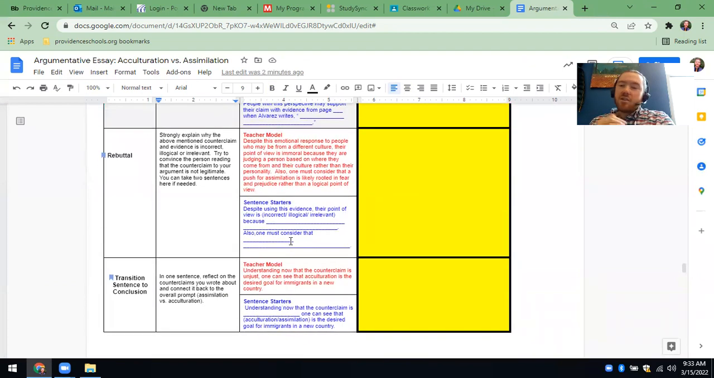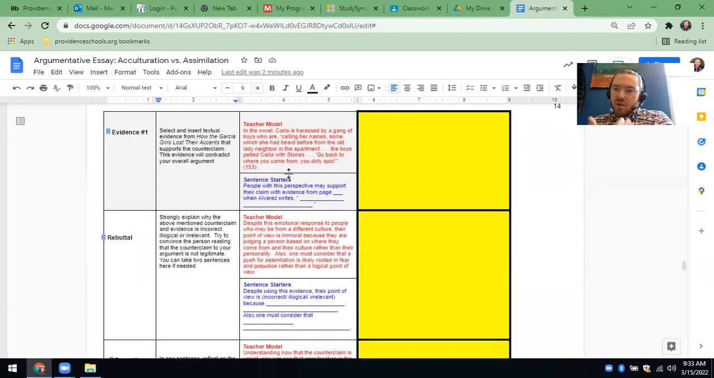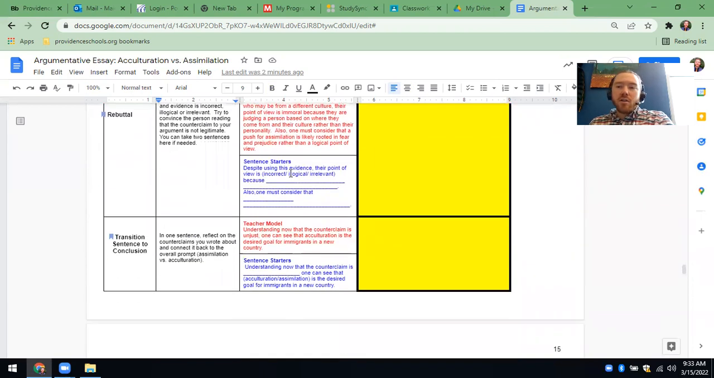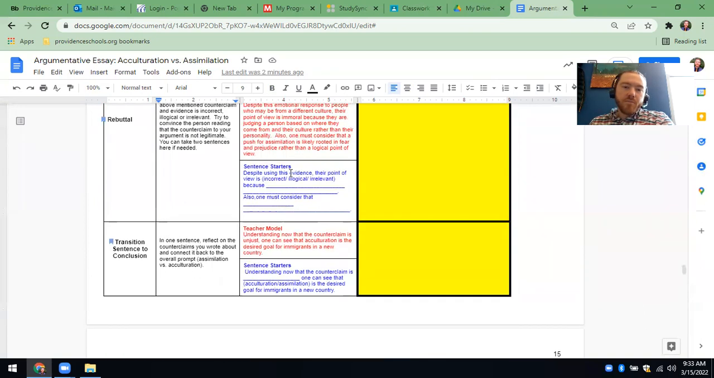The last sentence is your transition as you're getting ready to go into your conclusion paragraph. Understanding now that the counterclaim is unjust, one can see that acculturation is the desired goal for immigrants in a new country. So you acknowledge what you just addressed in your counterclaim, and then you move on to your conclusion paragraph, which will be more all encompassing of the essay and referring back to the prompt.